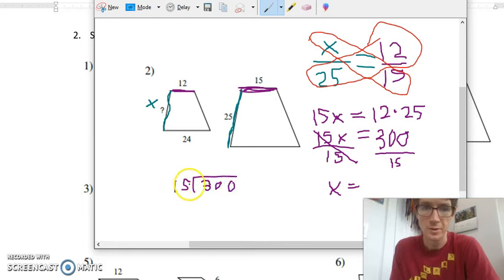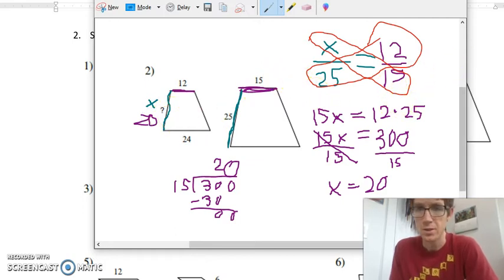How many times is 15 going? 15 can't go into 3, but 15 goes into 30 twice. 2 times 15 is 30. Subtract, that's 0. 0, how many times is 15 going to 0? That's 0 times. So the answer is 20. So x is equal to 20. So this side right here must be 20.